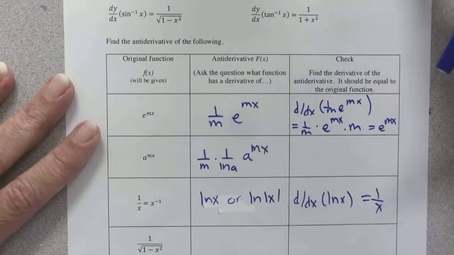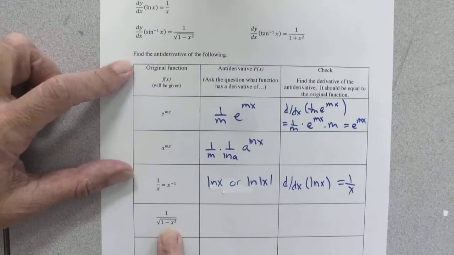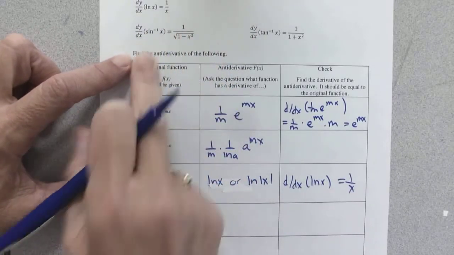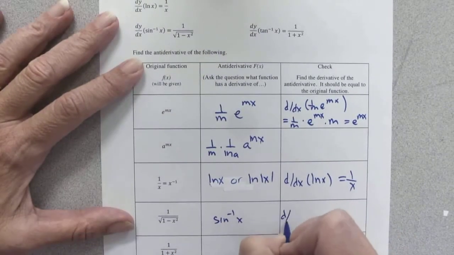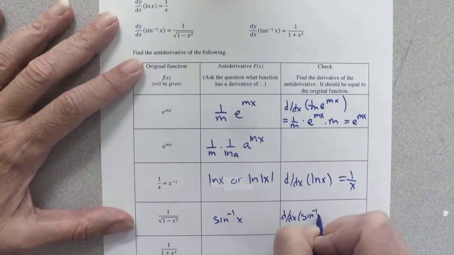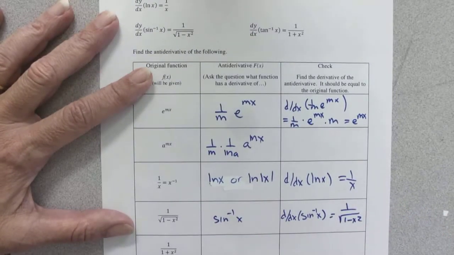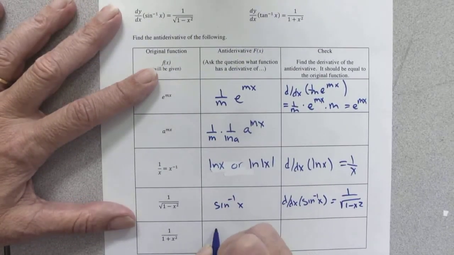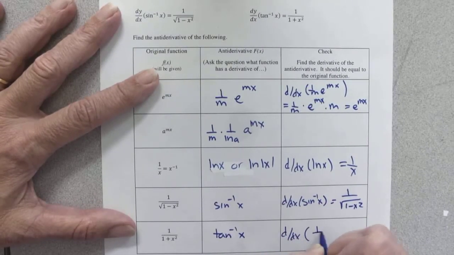And then the next one. The antiderivative of 1 over the square root of 1 minus x squared is just that derivative statement turned exactly around. And so that's going to be sine inverse of x, because that absolutely checks. That's 1 over the square root of 1 minus x squared. And the same thing for the last one. The antiderivative of 1 over 1 plus x squared is tan inverse of x, because that absolutely checks.